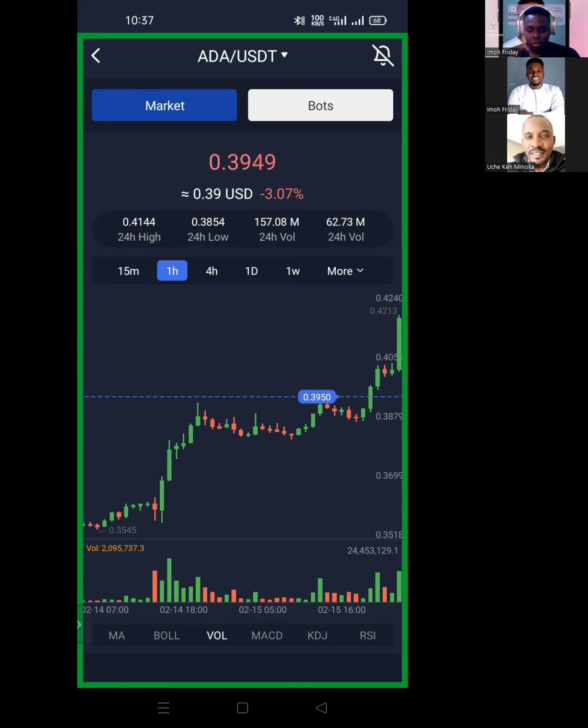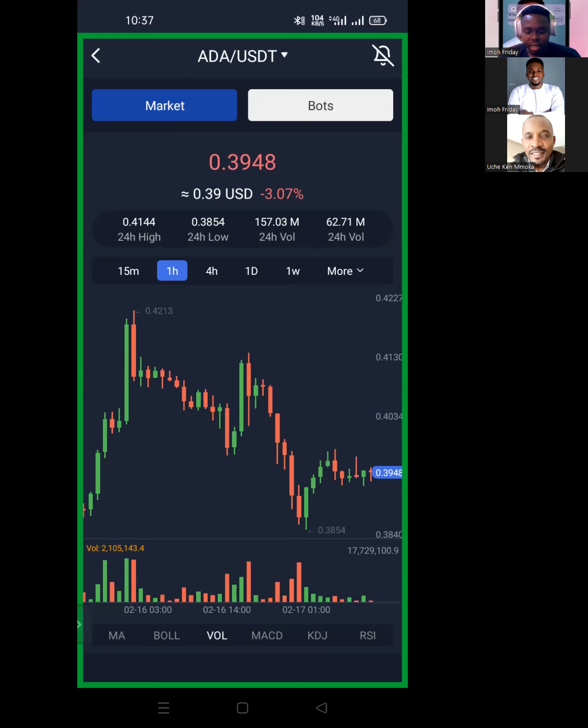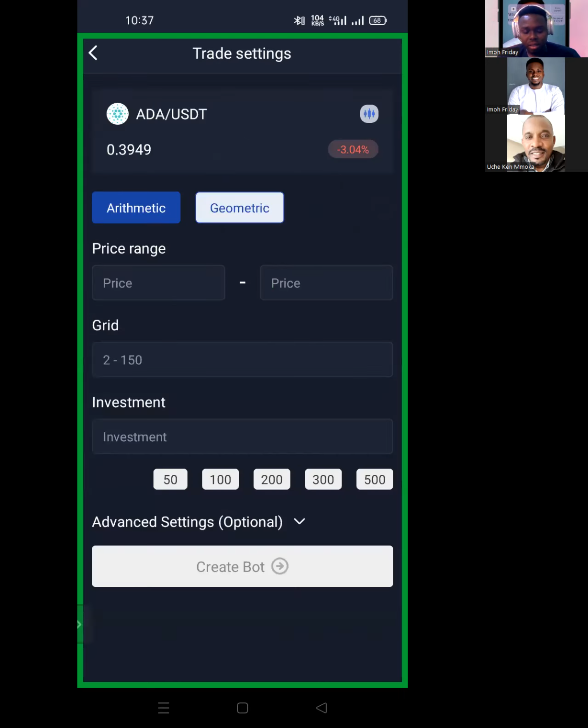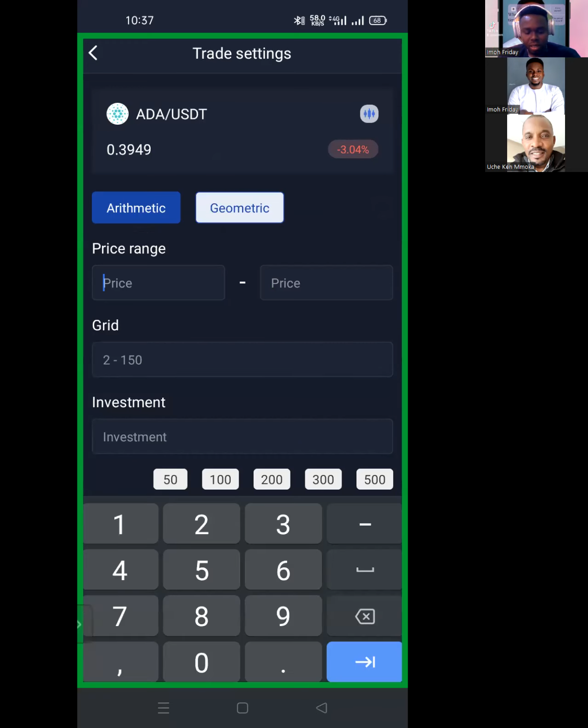Then you set a stop loss. So I'm going to quickly show that. So let's say you want to capture 0.38 to 0.421. All you need to do is go to the bot settings. You can see the price range. The lower part there is 0.384. Then the higher part is 0.428. Let me just use that.